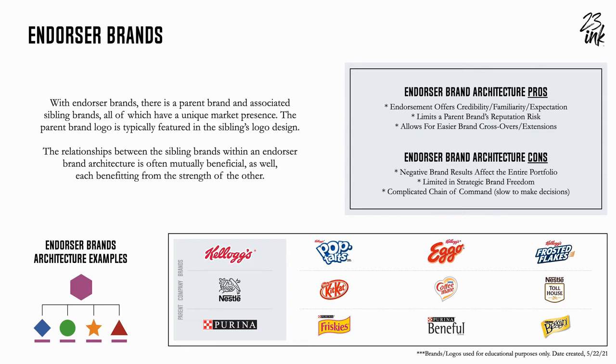You'll notice here that Nestle, their name is included across Kit Kat, Coffee Mate, Toll House, and a ton of other products. But they've also incorporated their respective logo designs. So you see the name built into Kit Kat and Coffee Mate. Well, Purina, on the other hand, they've taken their unaltered logo and affixed it to their pet food sibling brands. It's also interesting to note that Purina is actually owned by Nestle. So here we see Purina with an endorser brand architecture and Nestle with what we call a hybrid model approach.